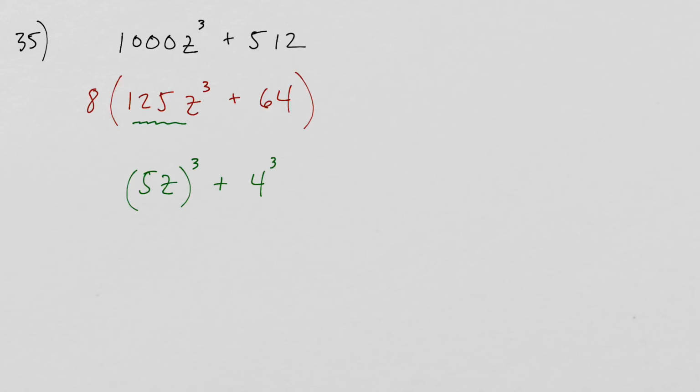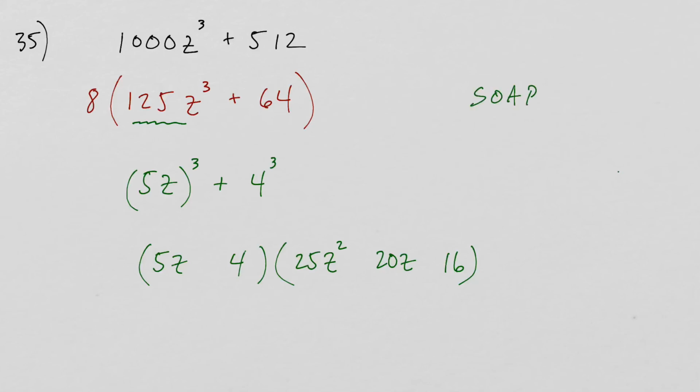So remember, when you have the sum of two cubes, you're always going to end up with a binomial times a trinomial. In the binomial, you put the cube root items. In the trinomial, you go square, the square of the first thing, product, the product of those two things, and then square, the square of the last thing. And then we'll use SOAP. Same, that's a plus, so same, opposite, always positive. And just don't forget the 8 that we factored out originally. So that's the final answer.